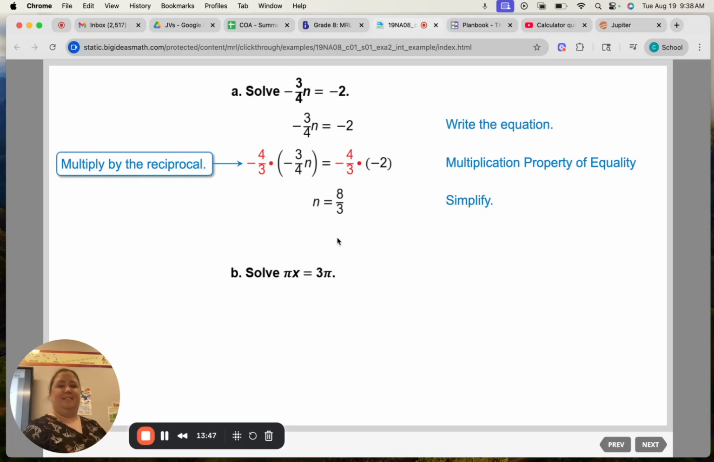8/3. Very good, because we have a negative divided by a negative, which is a positive. So n equals 8/3. Am I done? Yeah. I like improper fractions. 8/3 is called an improper fraction because the number on top is bigger than the bottom. I like improper fractions. This is an answer for me.